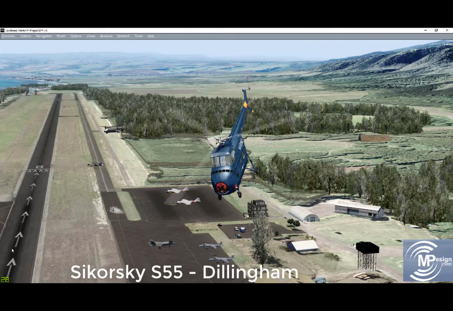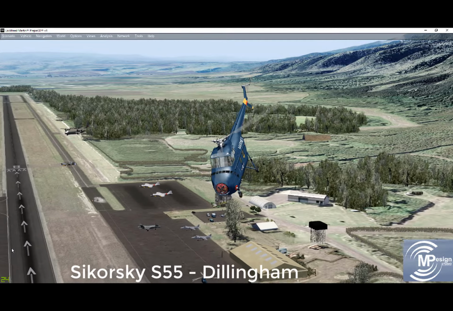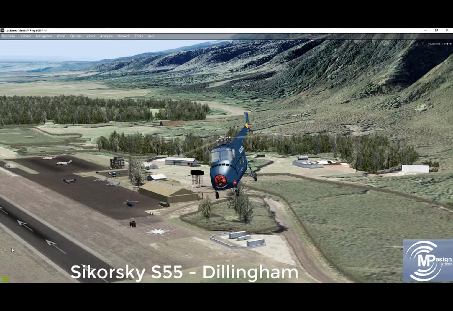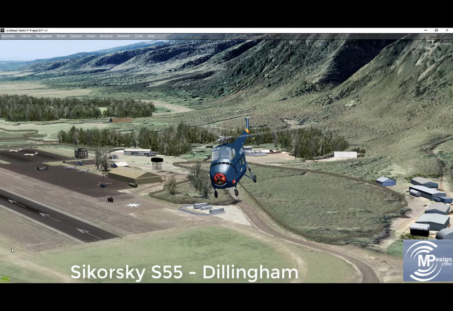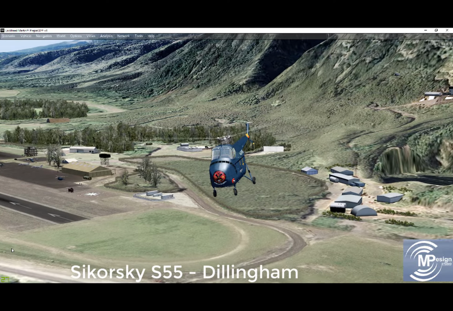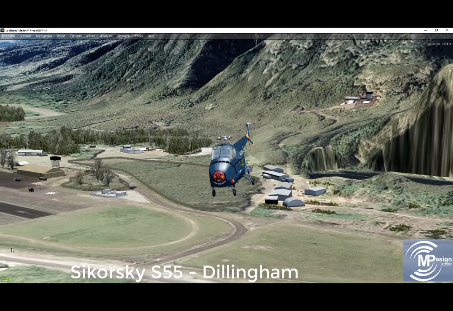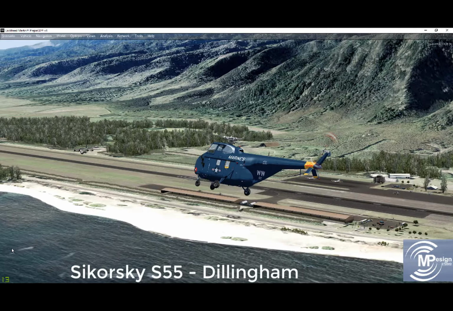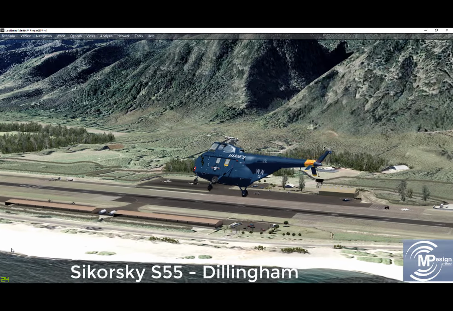The Microsoft Flight Simulator code does not cater for fixed-wing aircraft landing vertically, so each Harrier developer has to create their own special code. This is why each Harrier model handles quite differently.